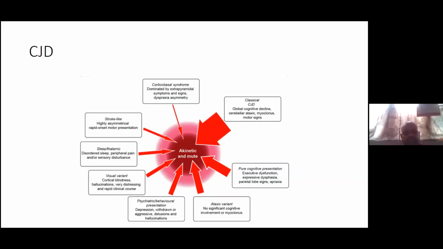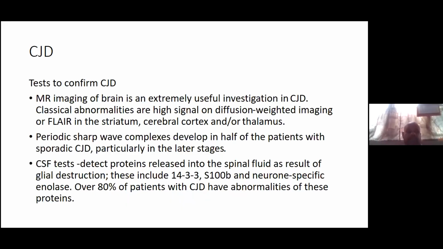So these are the spectrum of CJD, and the clinical presentation of CJD is quite varied, but the classical one is the one that you see on the right and has been highlighted in the case that has been presented.